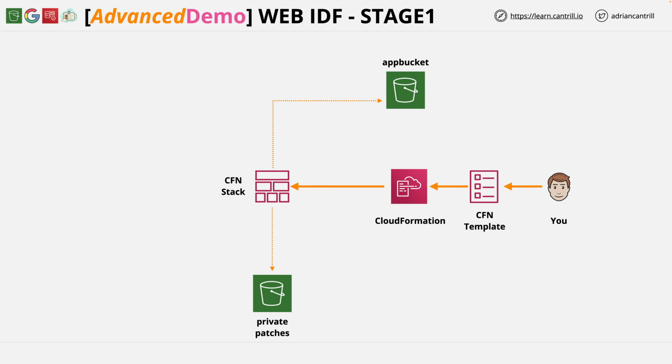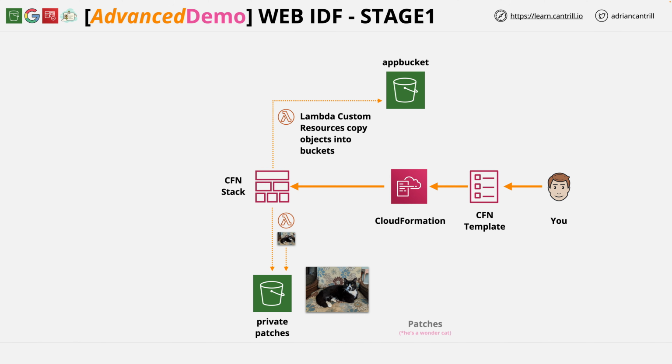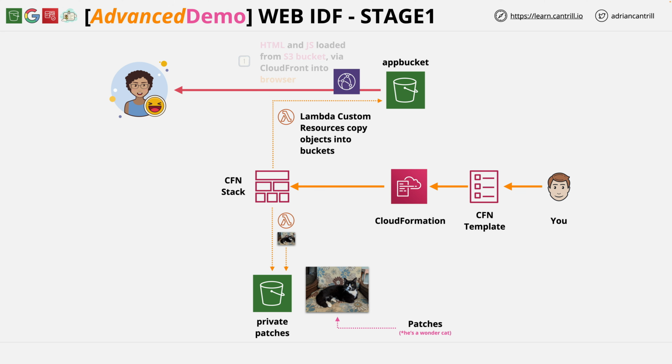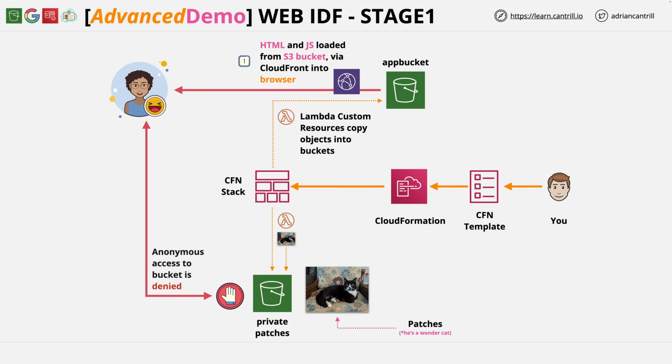Now it's also creating some custom resources, Lambda functions which copy assets into these buckets. So by the time the CloudFormation stack completes, you'll have the application bucket to load files from via a CloudFront distribution, but at this point you'll be unable to access the private patches bucket because it's private. So the initial architecture that we're implementing is relatively simple, but we're going to extend it as we move through this demo series. So let's quickly move back to the AWS console and check if the creation process has completed.